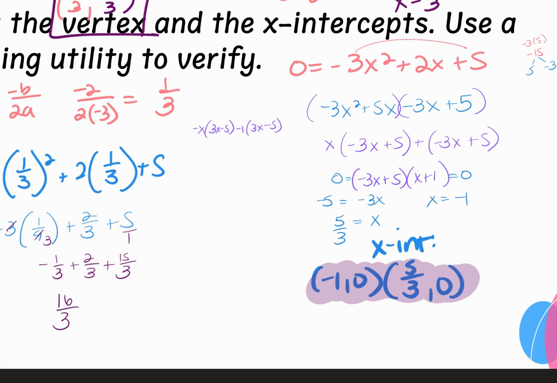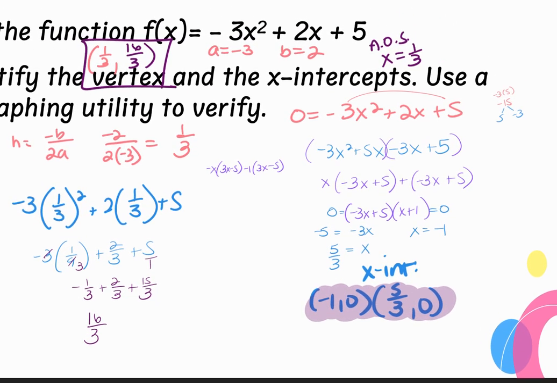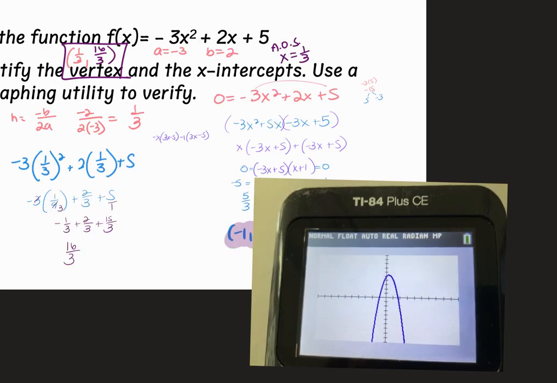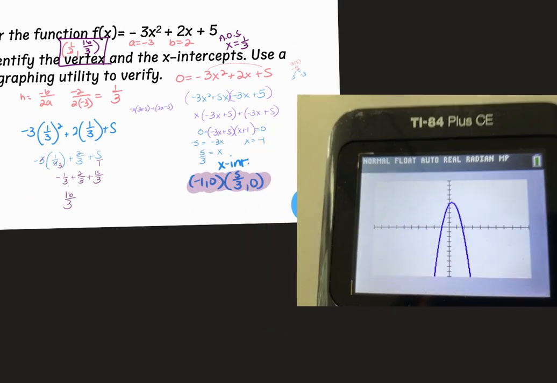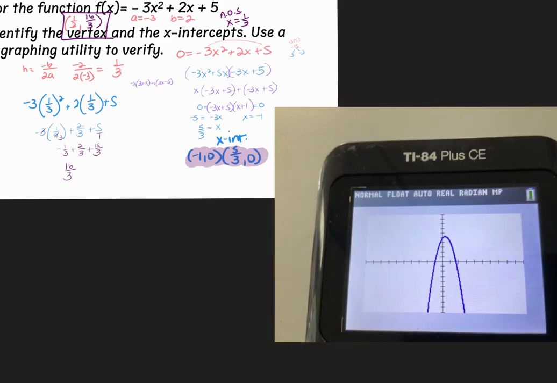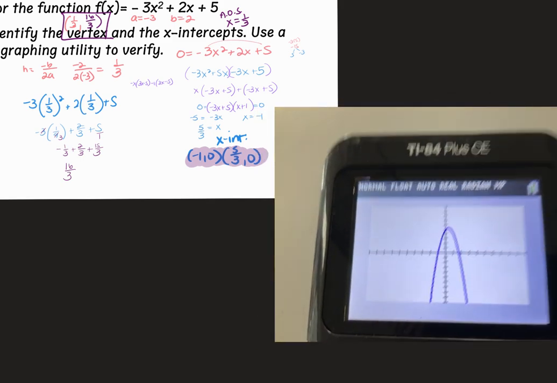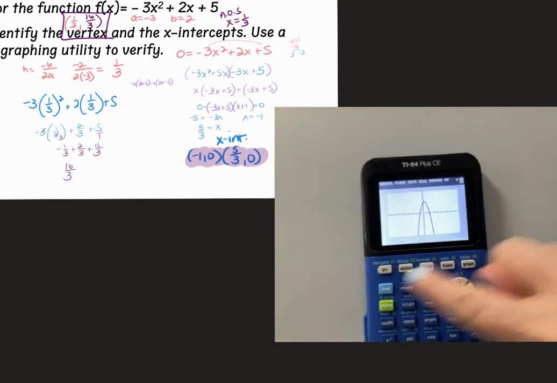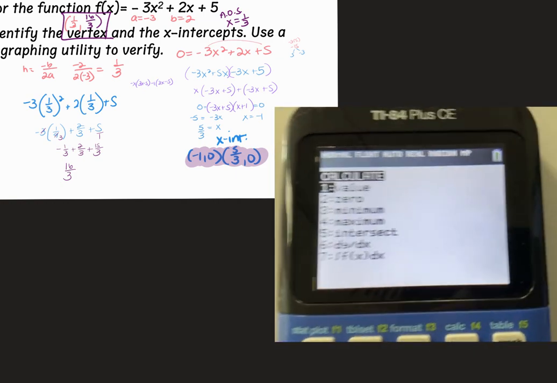So negative 3, make sure you do the negative that's under the 3 because it's a leading negative. Negative 3x squared plus 2x plus 5 and graph. All right, so this is what my graph looks like, okay? So how could I verify what my vertex is? If I go to second trace, I don't have a button that says vertex, right?